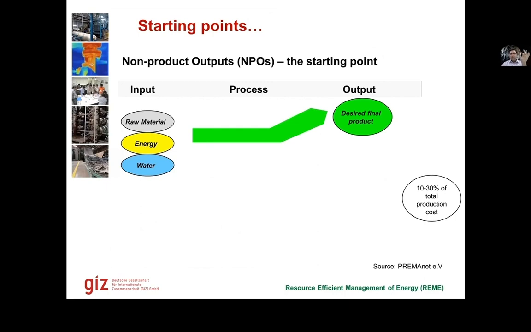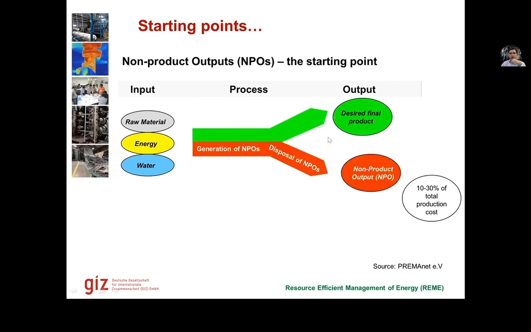The starting point is to see which inputs are there, which process they go through, and what our desired final product is. So our desired final product in a fabric mill is a finished fabric, in a garment mill is a finished garment. So we have to see which of the inputs go through each of the processes and end up in a certain output. Inputs, we have raw material, energy, and water, which are used in the process. We also have chemicals and some other auxiliaries, which go through the process, and then we have a desired final product.